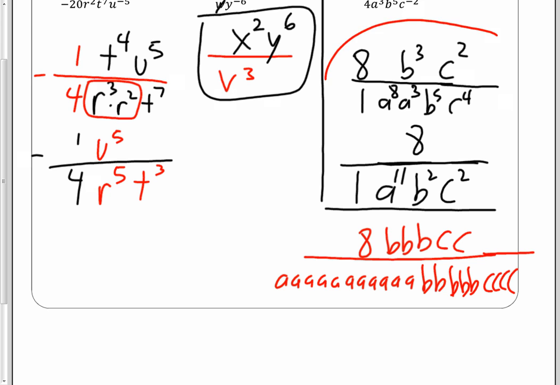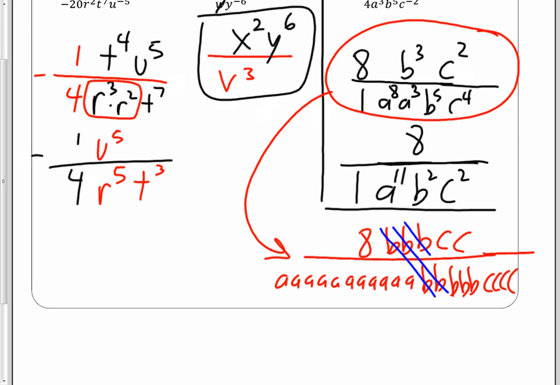So I took this and I made it look like that. What can I cancel? Everything. Can I cancel any A's? No, so I have A to the 11. How many of the B's can I cancel? 3. 1, 2, 3. How many B's are left? 2. 2 on the bottom. How many C's can I cancel? 1, 2. How many C's left?